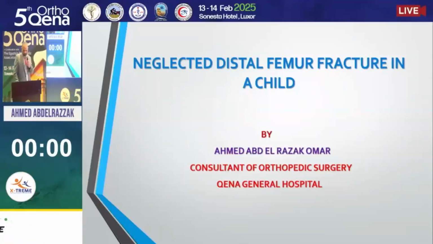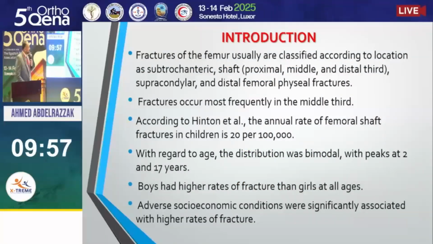It's a neglected distal femur fracture in a child. For introduction, femur fractures are usually classified according to the location as subtrochanteric, shaft (proximal, middle, and distal third), supracondylar, and distal femoral physeal fractures. Fractures occur most frequently in the middle third.